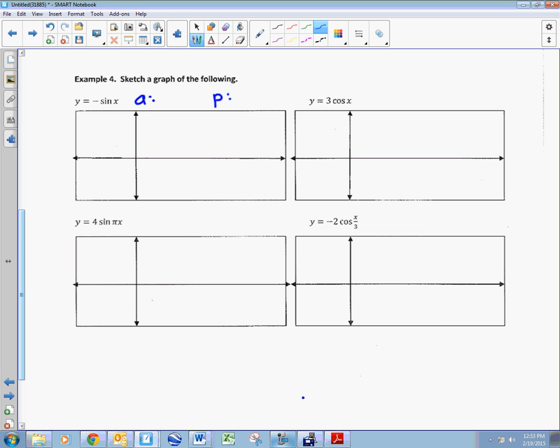All right, so we're going to now graph these functions. I'm going to label the amplitude and the period. What is the amplitude of the first one? 1, and the period? 2 pi. It repeats itself every 2 pi, so I mark off 2 pi. And how many quadrants does it take for sine to repeat itself? 4 quadrants. So I'll divide it up into 4 parts.